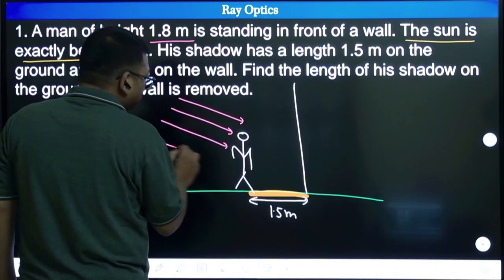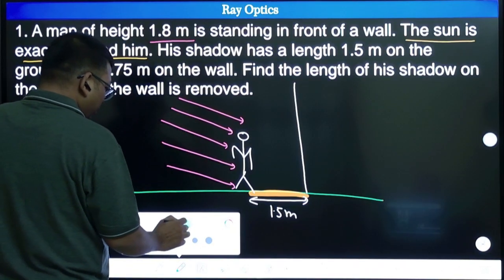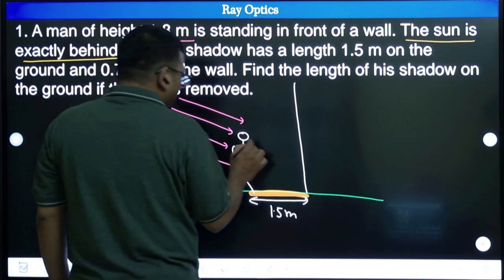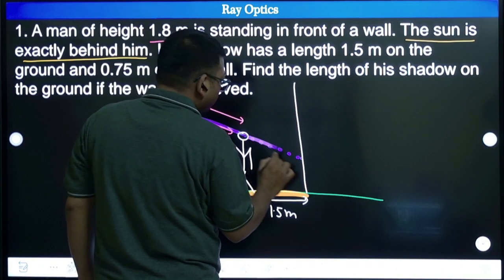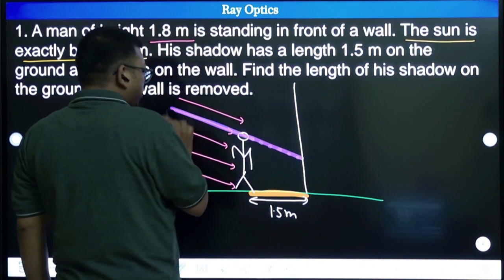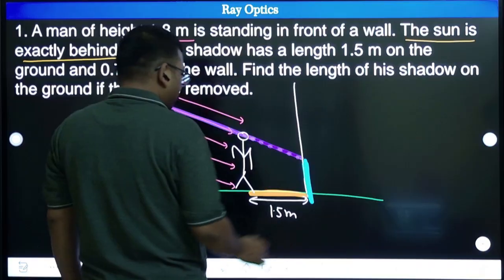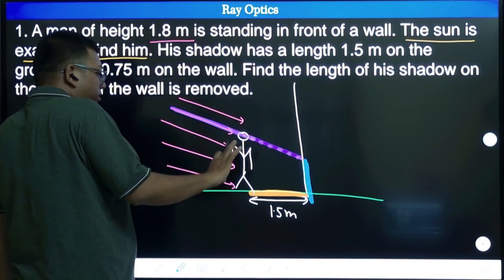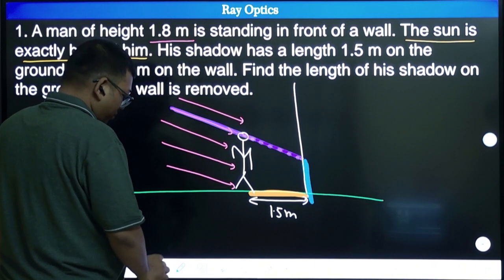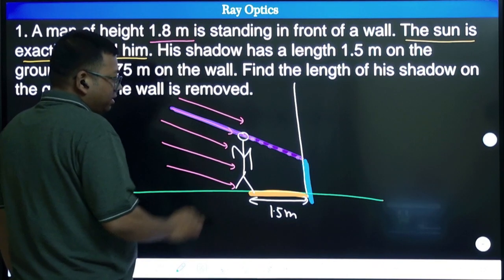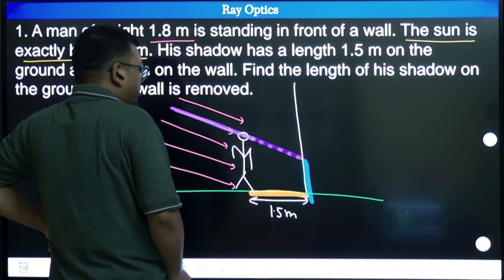If you consider it this way, then if you look at this image, the shadow on the wall can come up to this much on the wall. Up to this much it can come. So on the wall, if I look at the shadow, this is the possibility. And on the ground, this much we have to consider. I think this direction you have to draw properly.